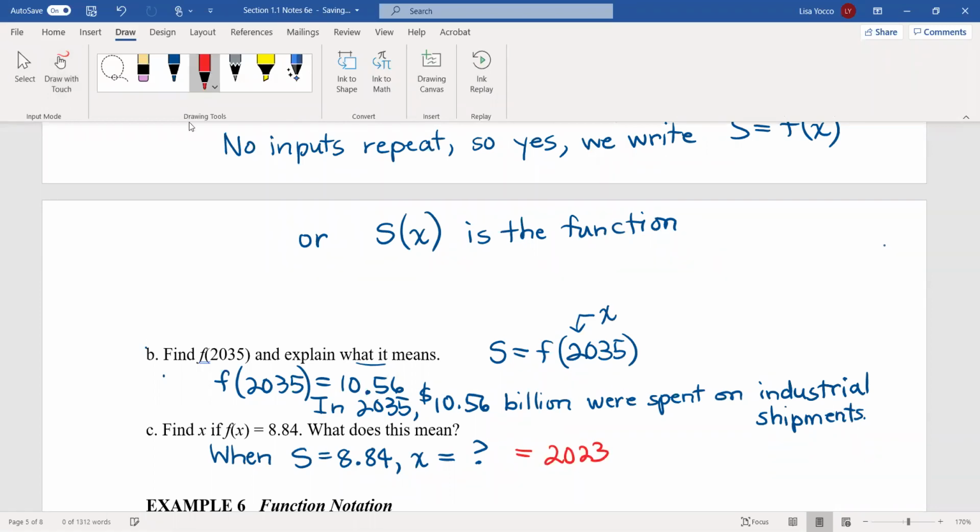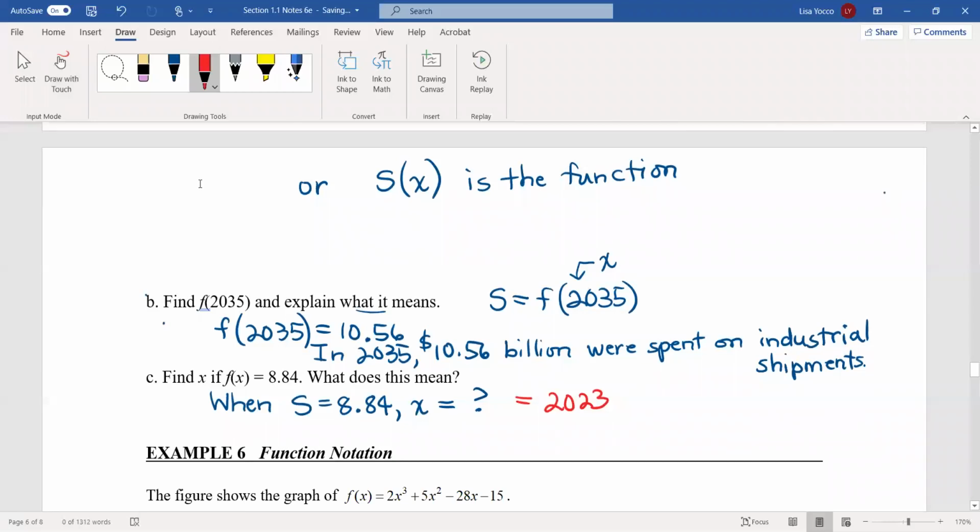So I think you get the idea. What does this mean? In 2023, U.S. industrial shipments were, or actually will be, that hadn't happened yet, $8.84 billion. Okay, now this is more the kind of stuff we'll be looking at.